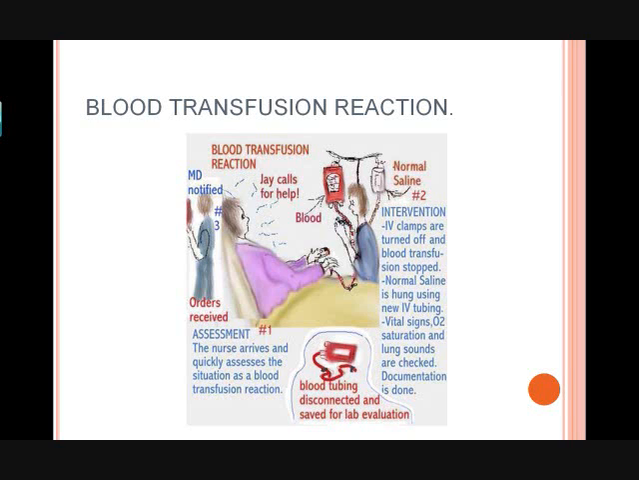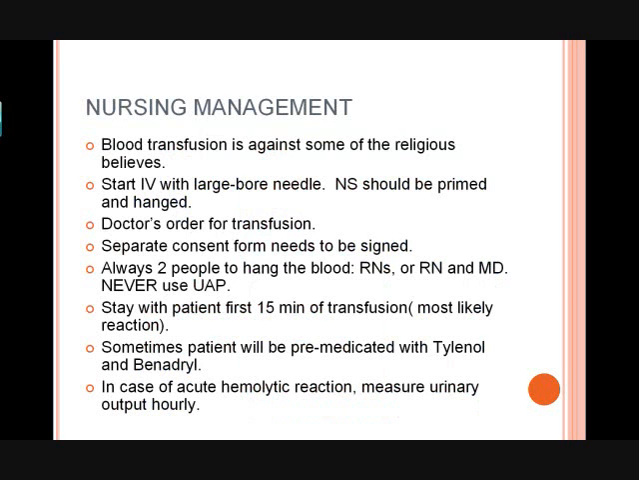You would think just clamp the blood off and run the normal saline. No. Because you've got that full long tube of at least 5 cc's of blood already. So are you going to stop the transfusion, let that go through, and then let the normal saline go through? No. It could be the tubing that's contaminated. So you want to take the whole thing, disconnect the whole thing. You can use the same IV. Just flush it and then instill normal saline. Vital signs, oxygen saturation, lung sounds are checked. Documentation is done at the end.